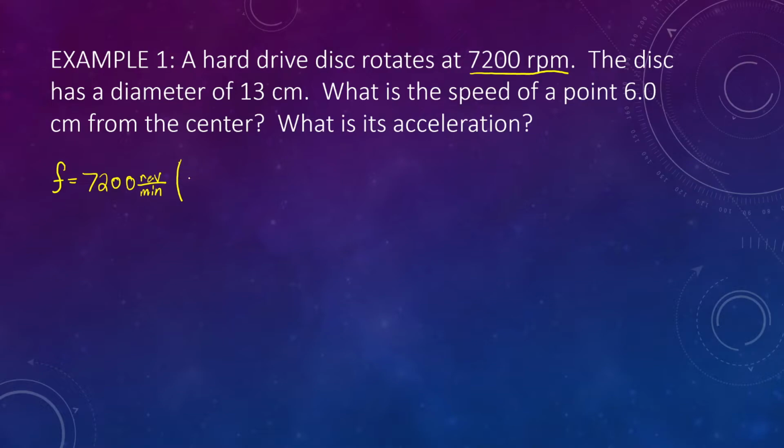We want to cancel out the units of minutes, so I'm going to put minutes up on top. And for every 1 minute, there are 60 seconds. By writing it like this with minutes on top, notice that the units of minutes cancel out, leaving behind units of revolutions per second. 7,200 divided by 60 is 120 revolutions per second, but remember revolutions is not a unit, so we just call this inverse seconds.